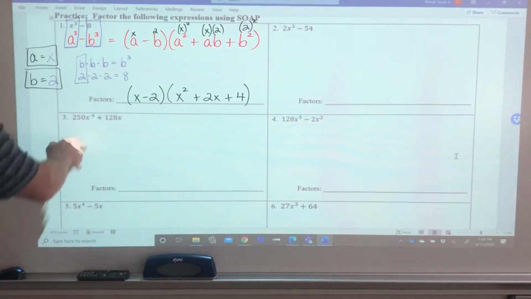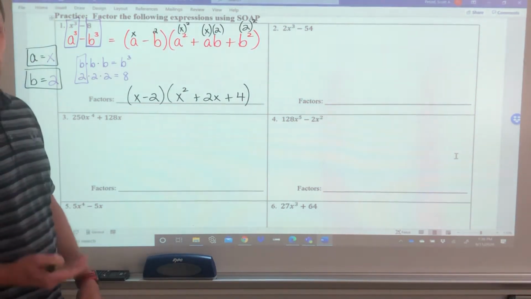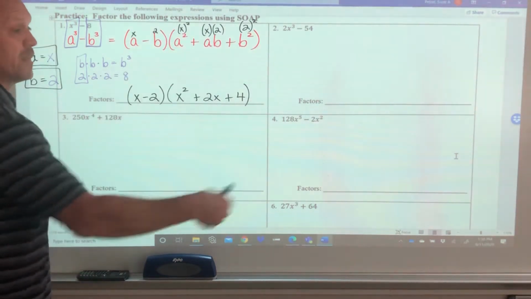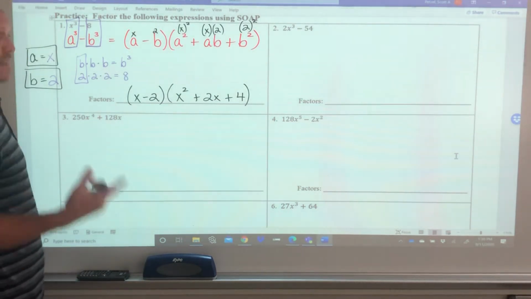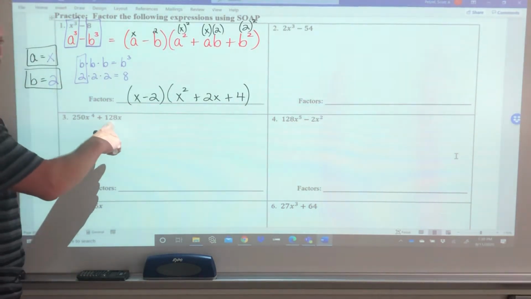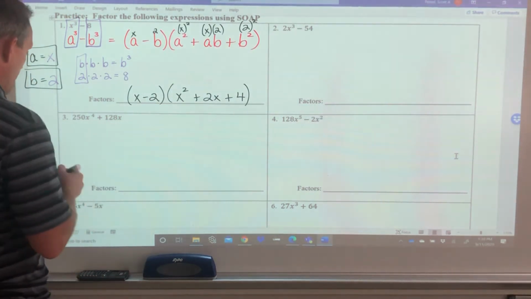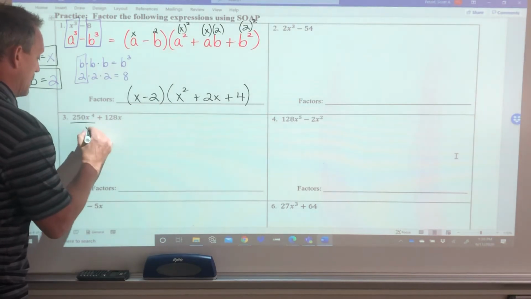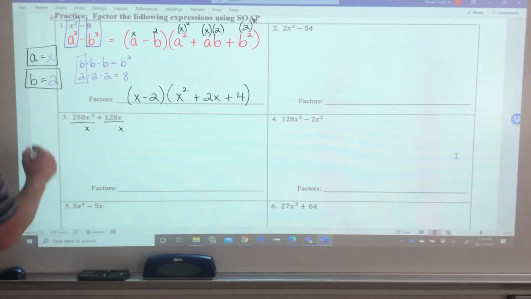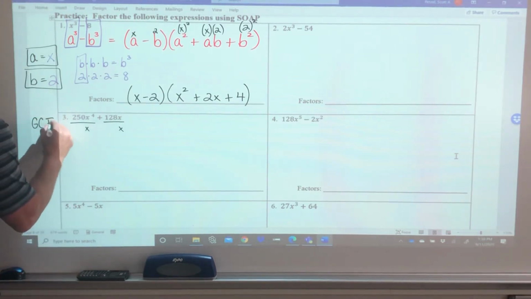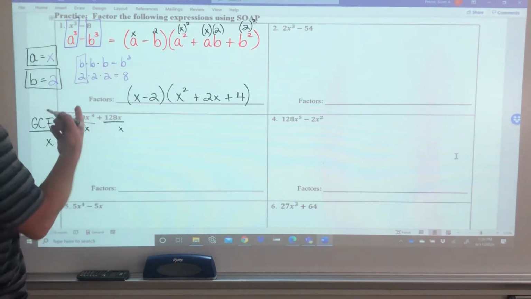Okay? I'm going to go ahead and do 3 while I'm down here. If I look at 3, I notice that 250 is not a perfect cube. There's not one number that's going to give me this times this times this to give me 250. Same thing with x to the 4th, not a perfect cube. Same thing with 128, and x is just 1x. So I'm going to recognize that I need to at least factor out an x. The GCF is at least x, but I need to factor something else out because there's no way to get that.